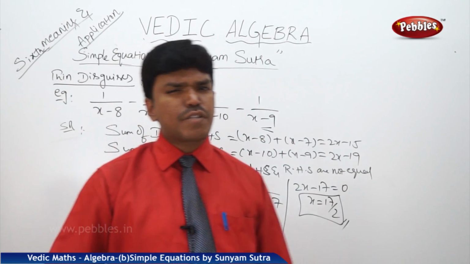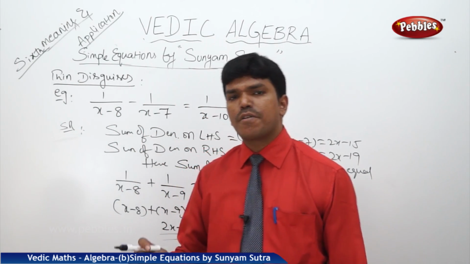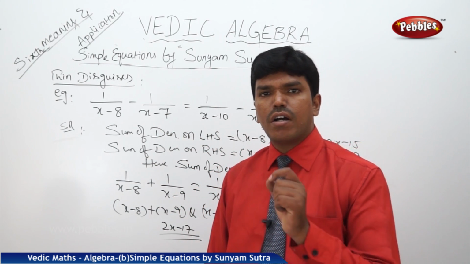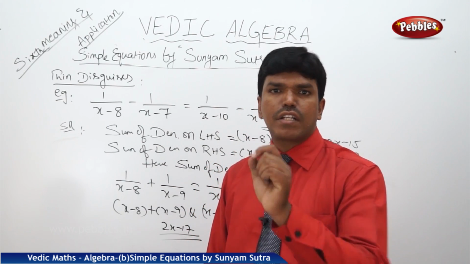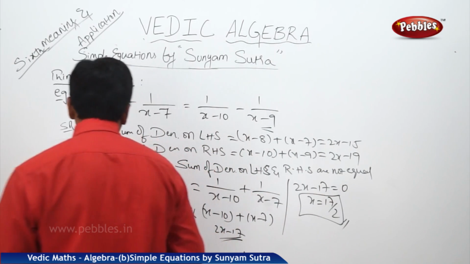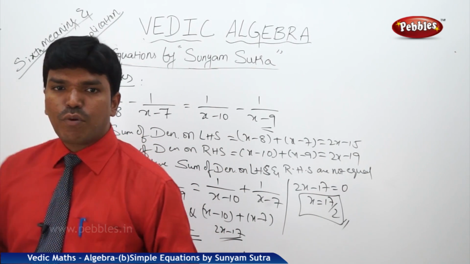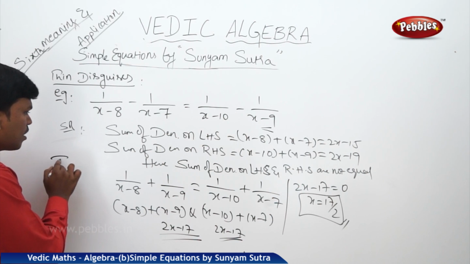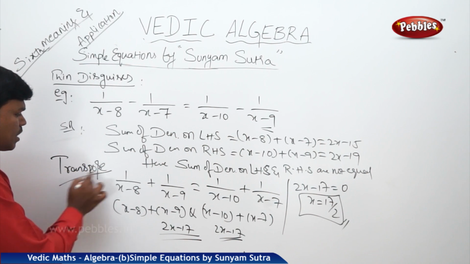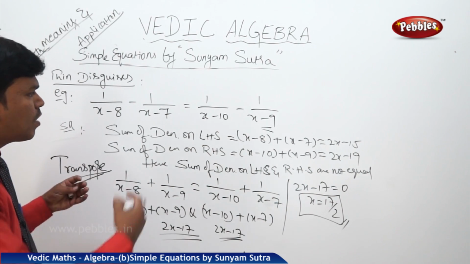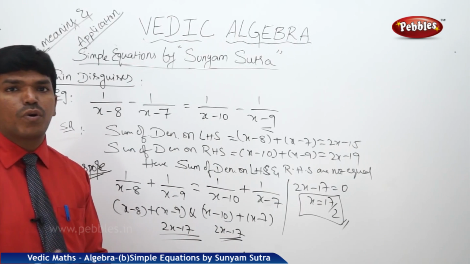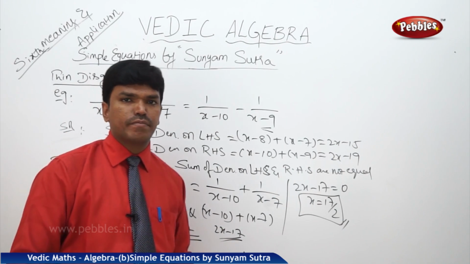This is just a small thin disguise. Thin disguise means with a small change in the given equation, you can exchange the terms. We have to transpose. Transpose means exchanging the terms on both the sides, so that we will get both the sums of denominators the same.